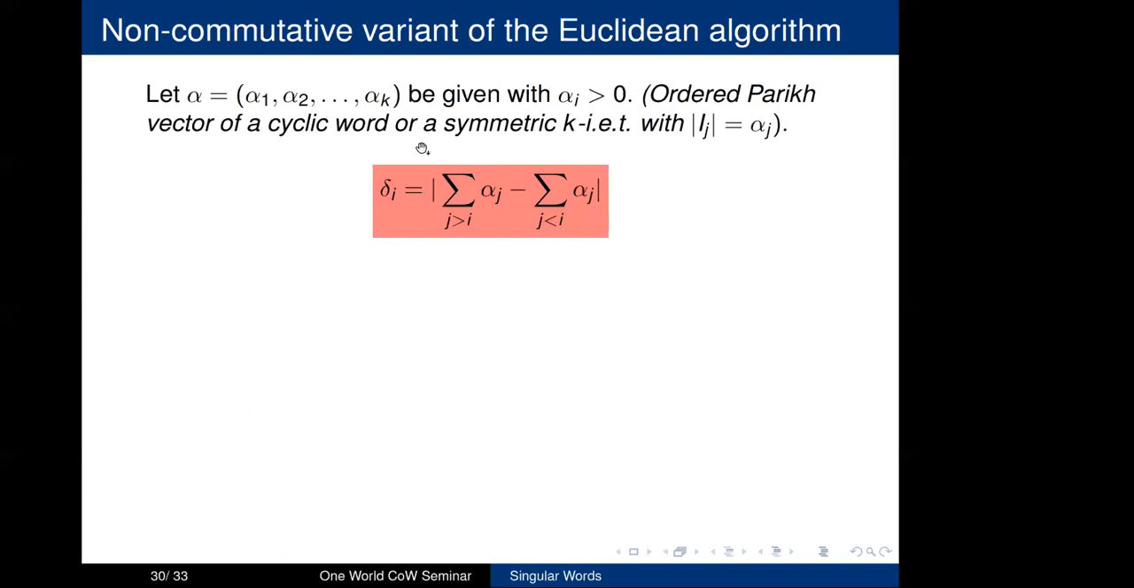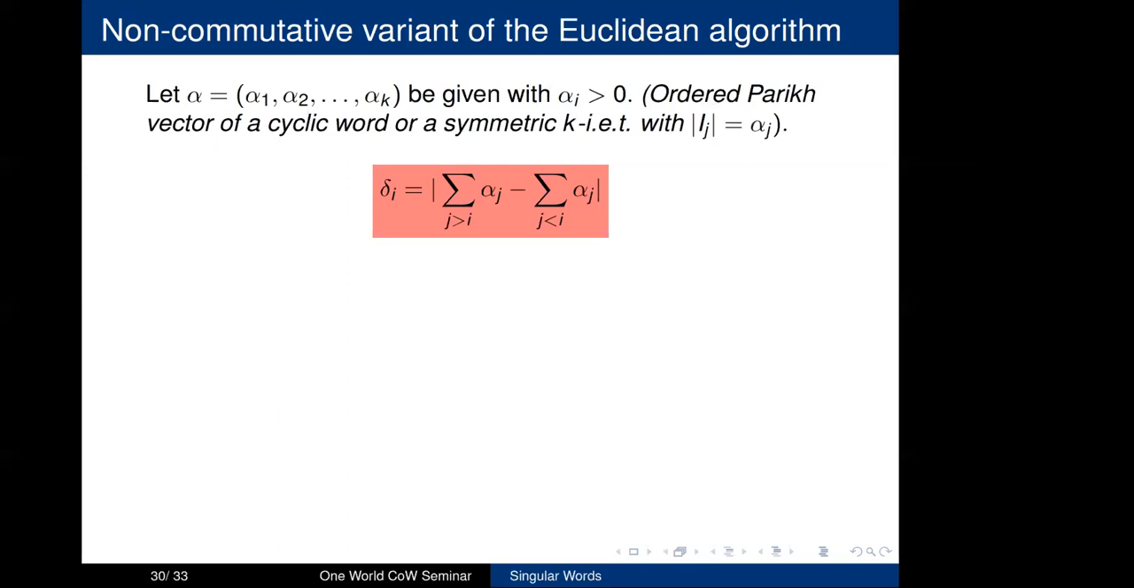Okay, so you should be imagining that here alpha is either a paired vector of some finite cyclic word that you're trying to construct the singular word for, or it's the probability vector associated to a symmetric k-interval exchange. So this is the length of the first interval, the second interval, etc. Okay. All right, so having defined these delta i, you can see here that the definition of delta i really matters who's to your left and who's to your right, okay?